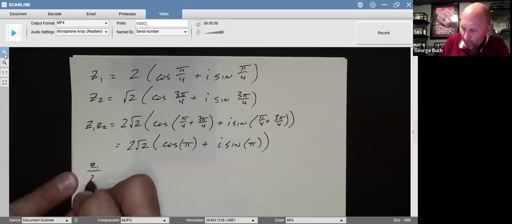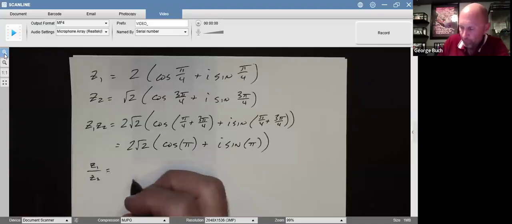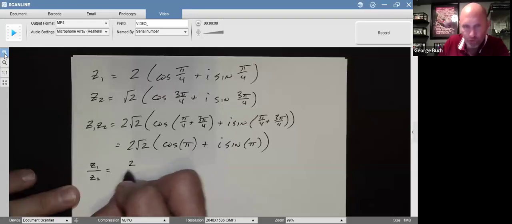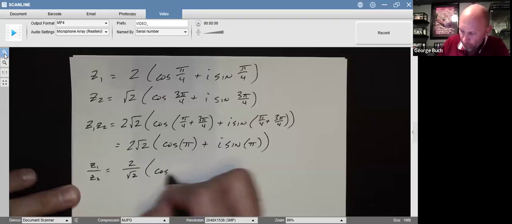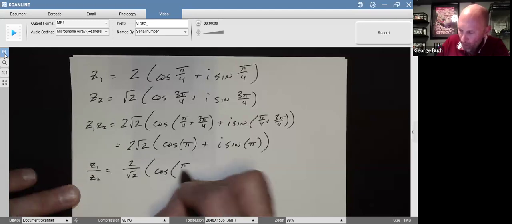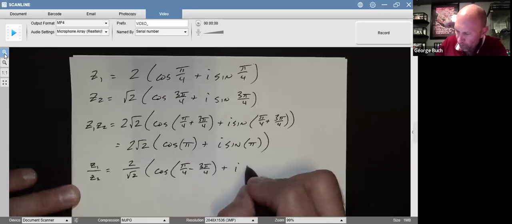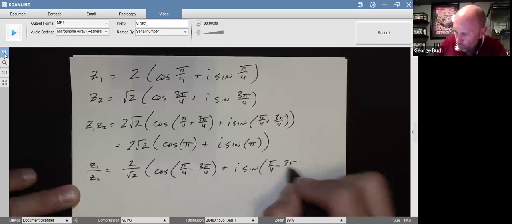Z1 divided by Z2. So this is r1, which is 2, divided by root 2. But now we have to subtract our thetas: cosine of pi over 4 minus 3 pi over 4, plus I sine of pi over 4 minus 3 pi over 4.